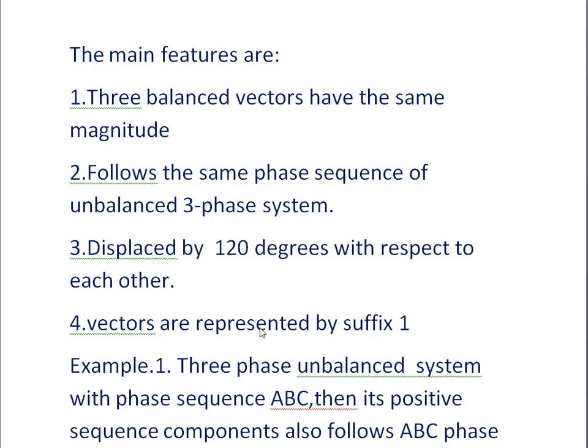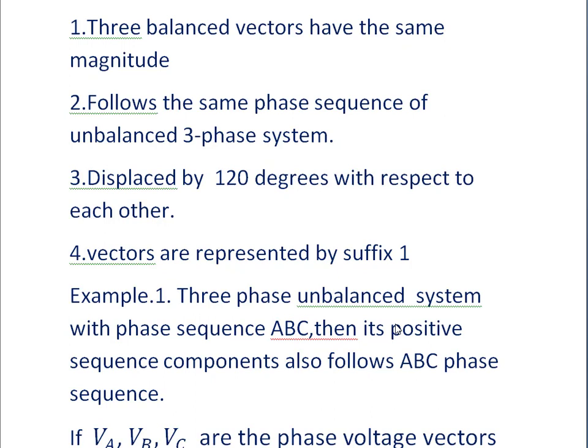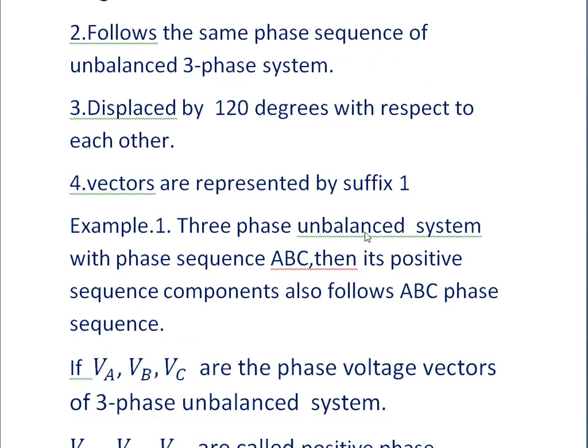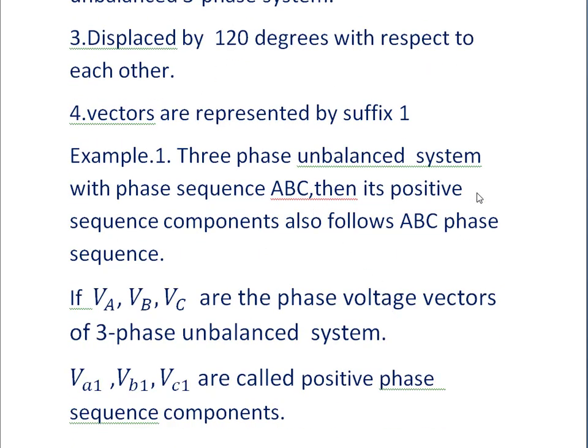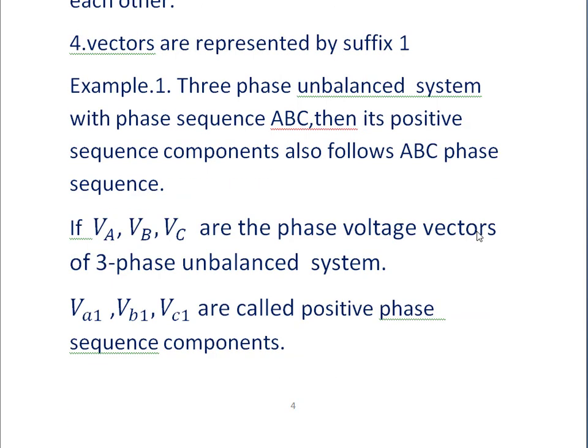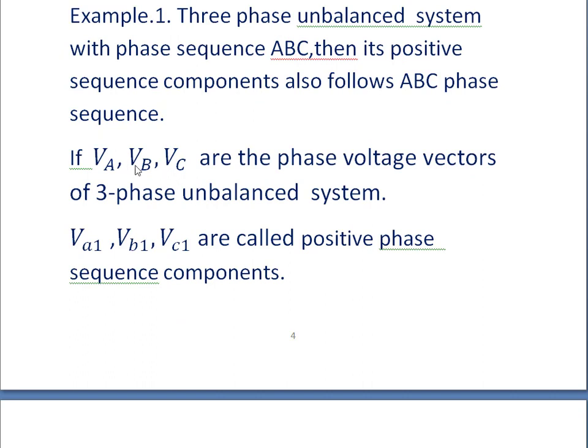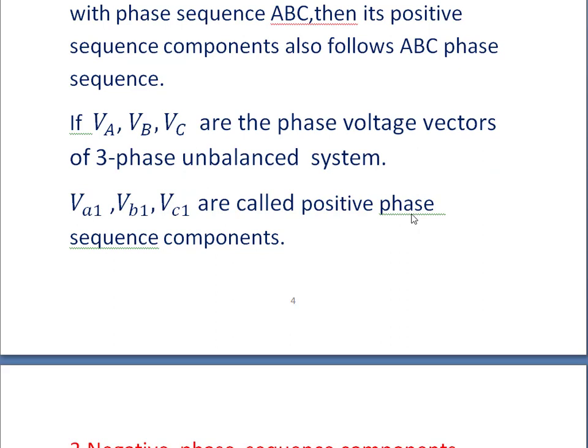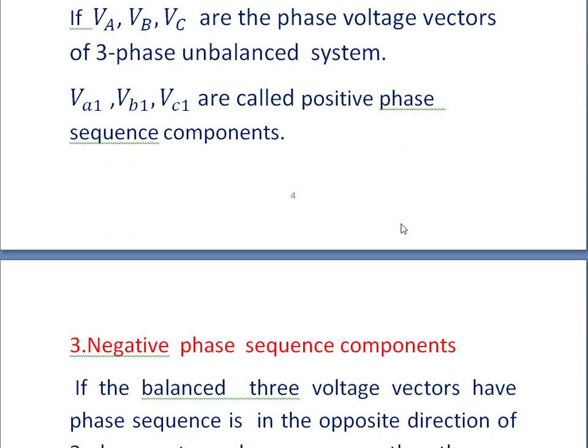These vectors are represented by suffix 1, like VA1, VB1, VC1. For example, suppose we have a three-phase system with ABC phase sequence, and VA, VB, VC are the phase voltage vectors of the three-phase unbalanced system, then we say VA1, VB1, VC1 are called positive phase sequence components.